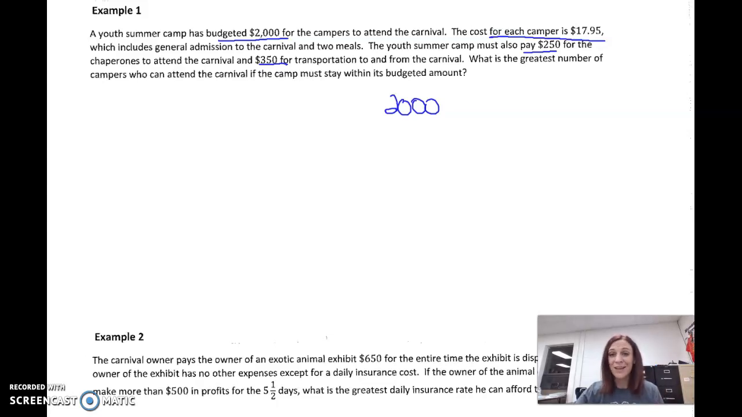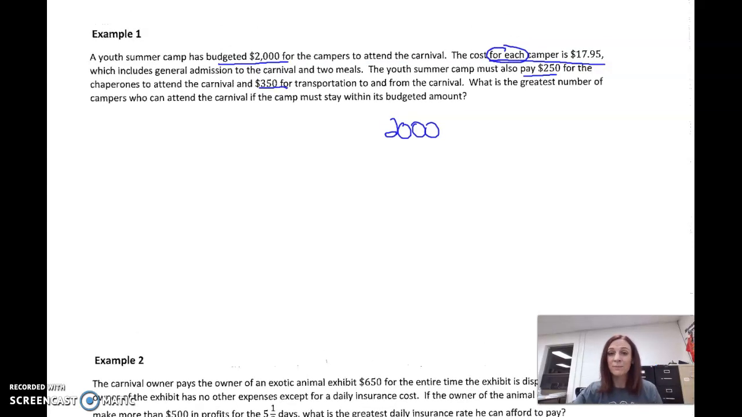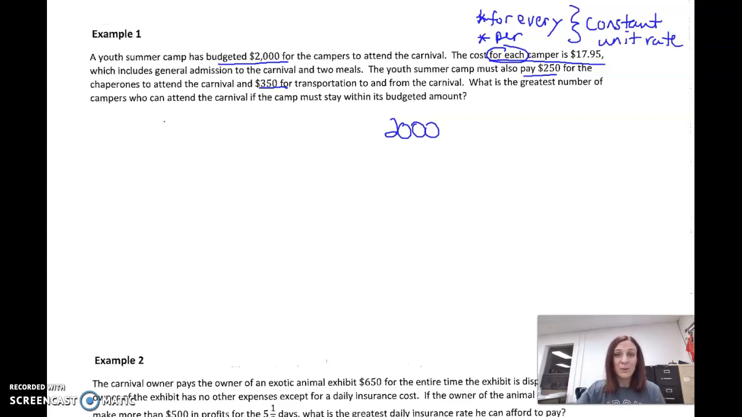Now, this is where I got messed up in the last one. When you see for each, for every, per, 95% of the time, except that last problem, that means that is our constant, our unit rate, the number we're multiplying by. So the youth camp is going to have to pay $17.95 per camper. One camper you multiply by 1, 2 campers you multiply by 2, 10 campers you multiply by 10.